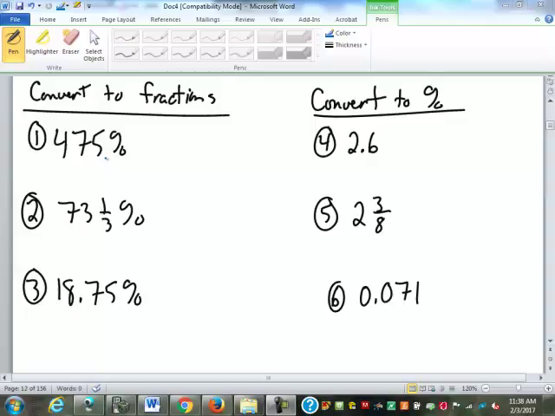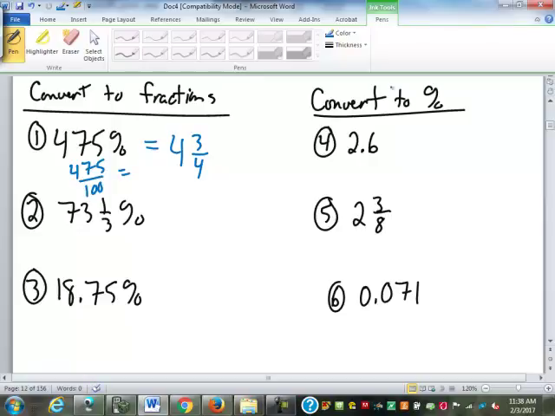Okay, so for these first three, we're asked to convert them into fractions. 475%. Anybody want to share what they got for a fraction? 4 and 3/4. Perfect. So you make that 475 over 100, and that reduces to 4 and 3/4.